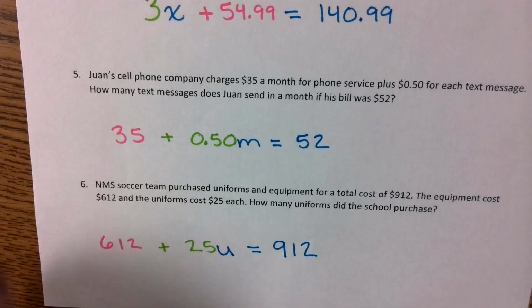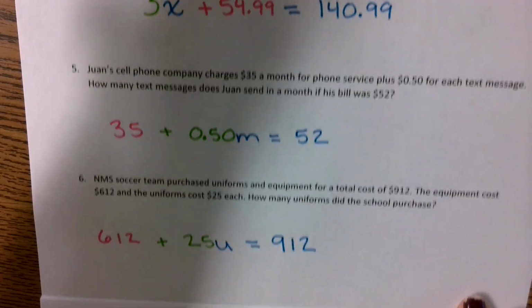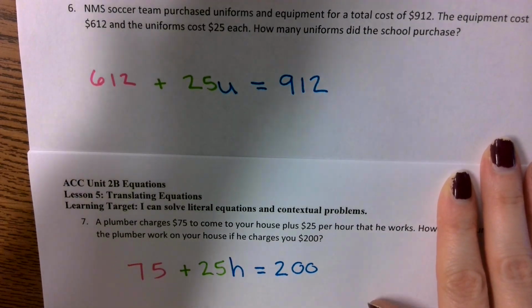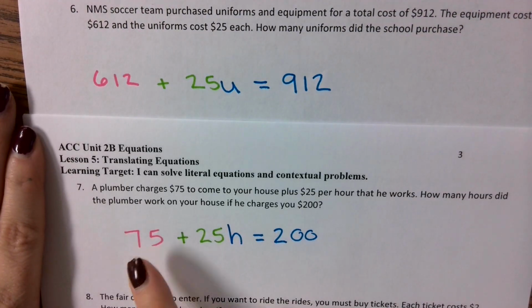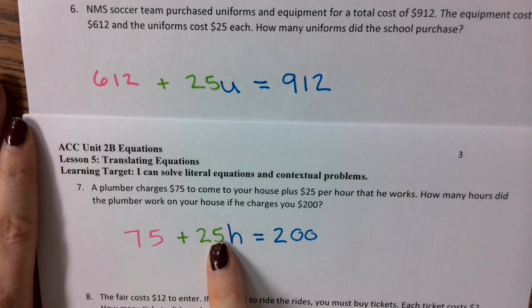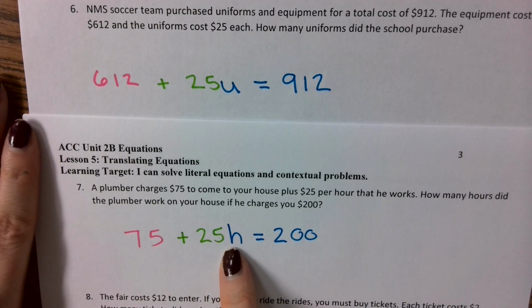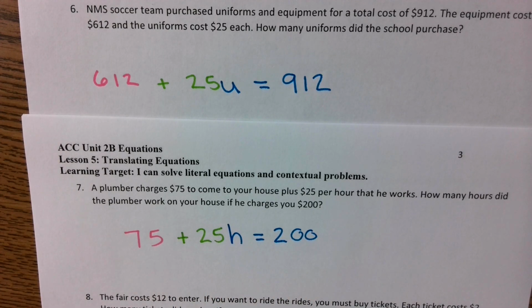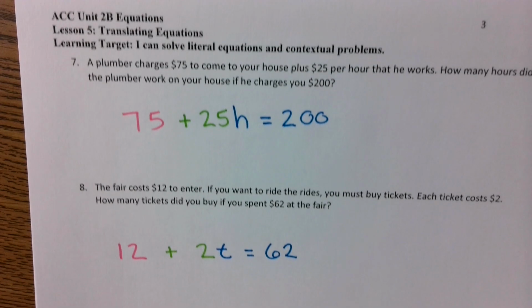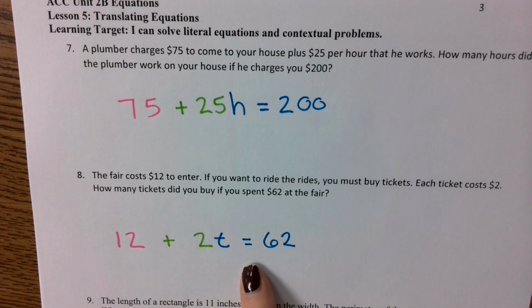All right, number 7, you should have gotten $75 for the charge for them to come out, plus $25 per hour, so 75 plus 25 each is equal to 200. And then problem number 8, we've got 12 plus 2t is equal to 62. Again, whatever variable you put is perfectly fine, as long as you have the similar concept.